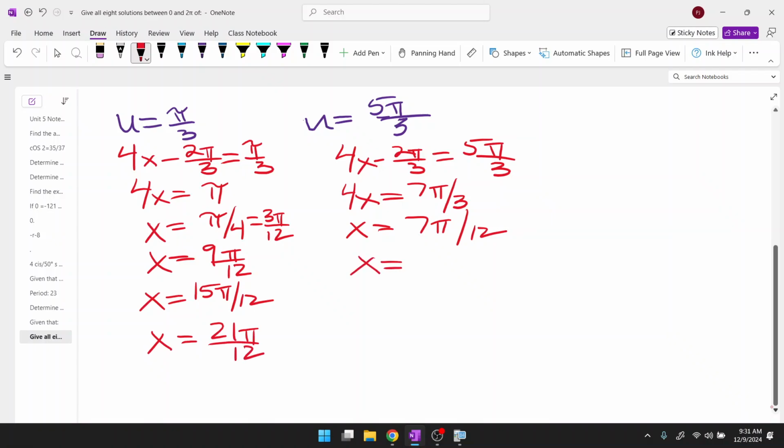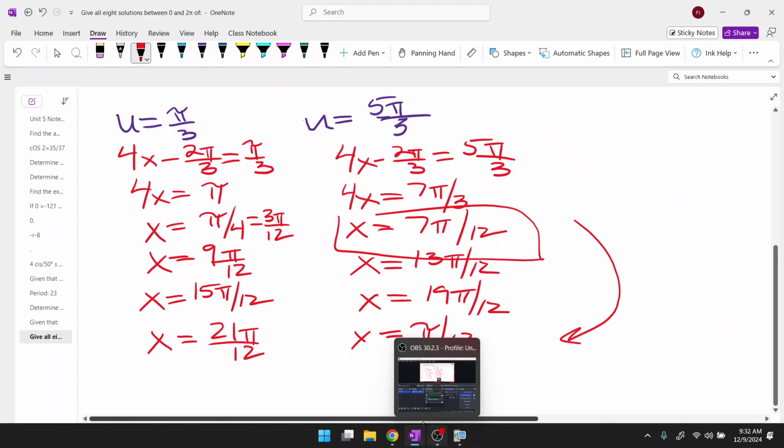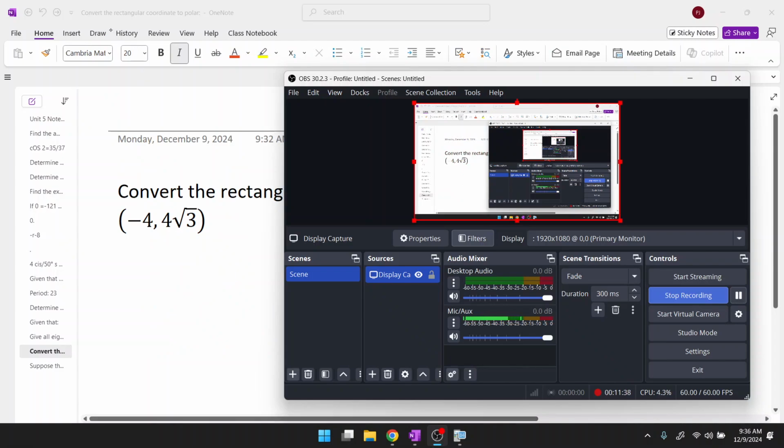And then for this one, 13 pi over 12, 19 pi over 12, and then lastly, 25 pi over 12 goes beyond it, but for 7 pi over 12, you could actually subtract 6 and get simply pi over 12. So yeah, as I said, I'm going to be looking for all the solutions, and you can give them in degrees if you wanted to. So you kind of have that look.